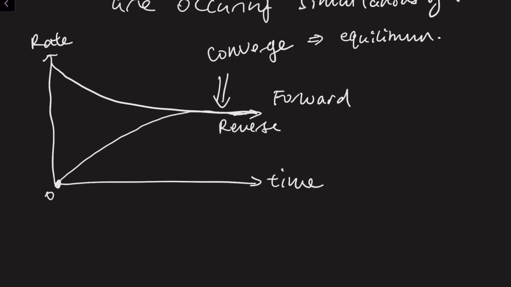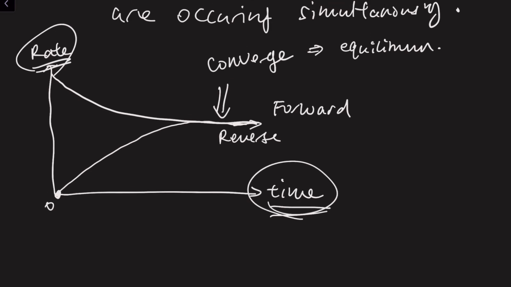Also be careful of the name of the axis. So the horizontal axis is time, the vertical axis is rate. The fact that the forward and reverse reaction converges when we read off from the vertical axis indicates that the rate of forward reaction equals the rate of reverse reaction, which is precisely the definition of a chemical equilibrium.